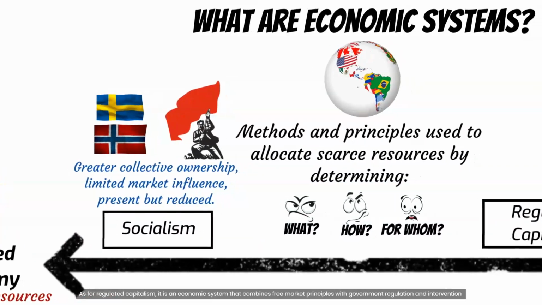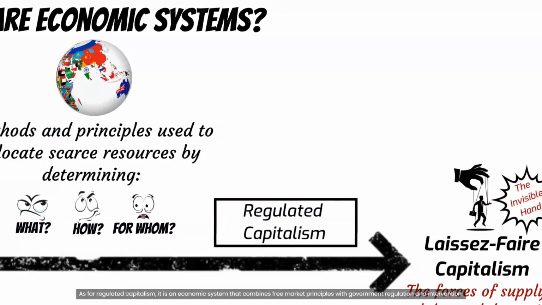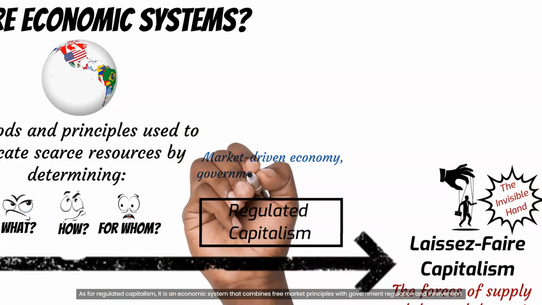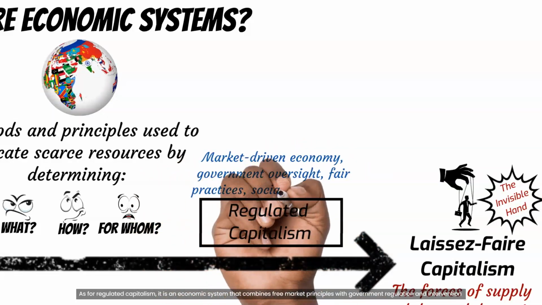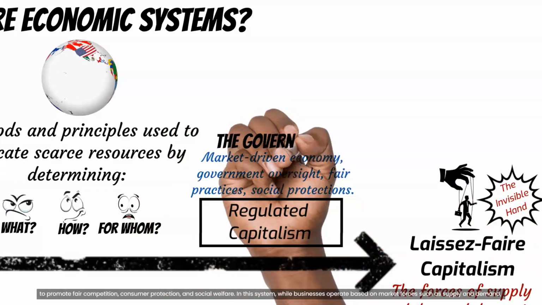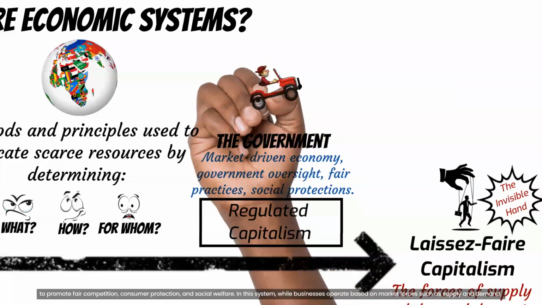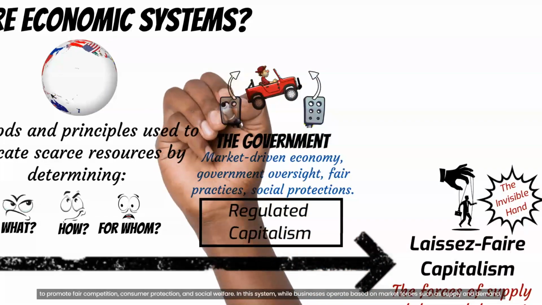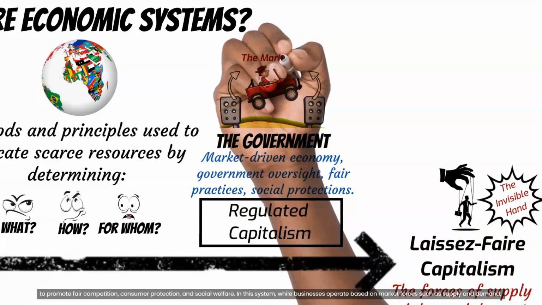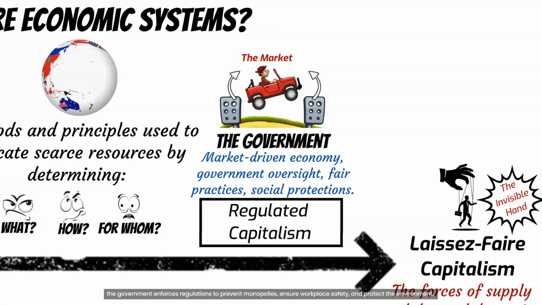As for regulated capitalism, it is an economic system that combines free market principles with government regulation and intervention to promote fair competition, consumer protection, and social welfare. In this system, while businesses operate based on market forces such as supply and demand, the government enforces regulations to prevent monopolies, ensure workplace safety, and protect the environment.